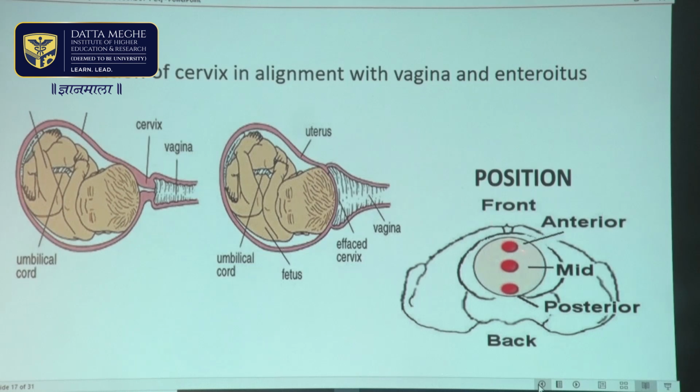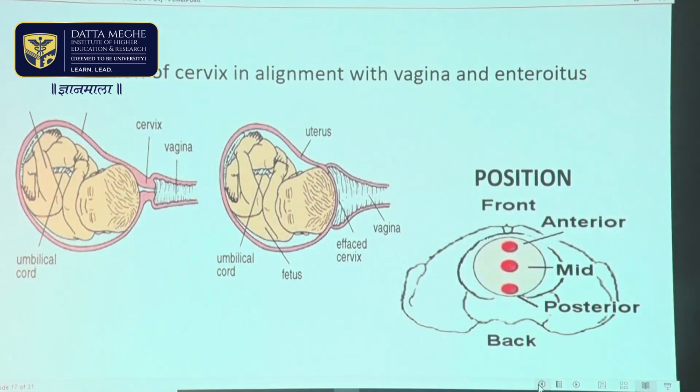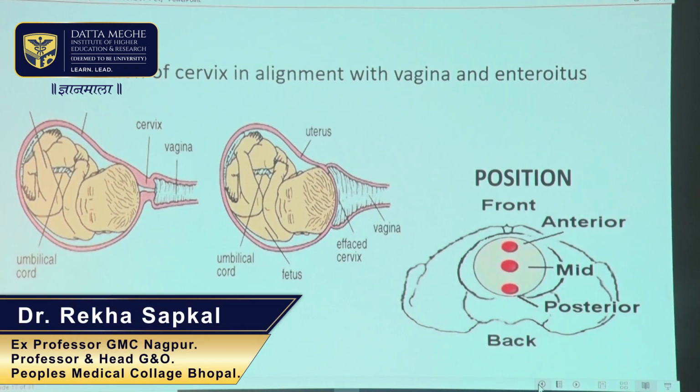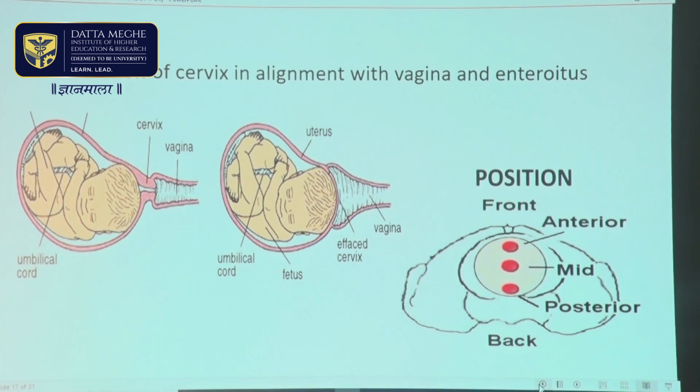So, position is described in 3 ways. When it is favorable, I will say it is anteriorly placed, meaning pointing nearer the pubic symphysis. Then mid post cervix, and this is posteriorly placed cervix, or we even say sacral os. So, it is the worst position. This is better than that, and the best is the anteriorly placed cervix. This position is better for dilatation in labor.